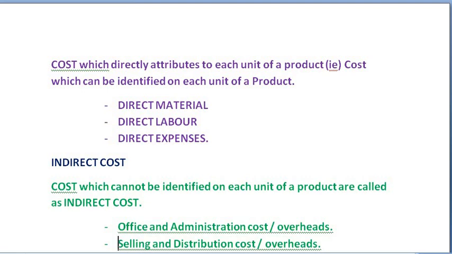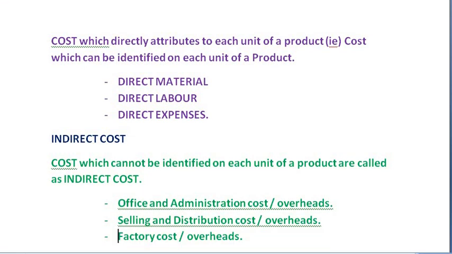So under indirect cost we have different classifications. One is office and administrative cost, selling and distribution cost, and manufacturing overhead or factory cost or factory overhead.